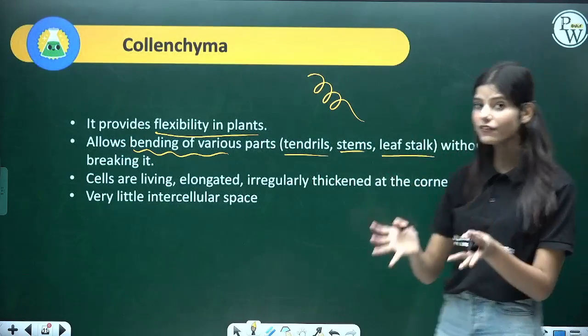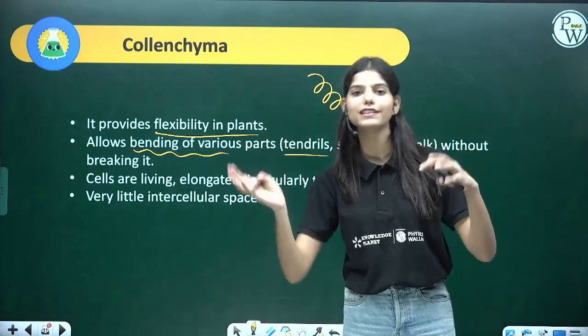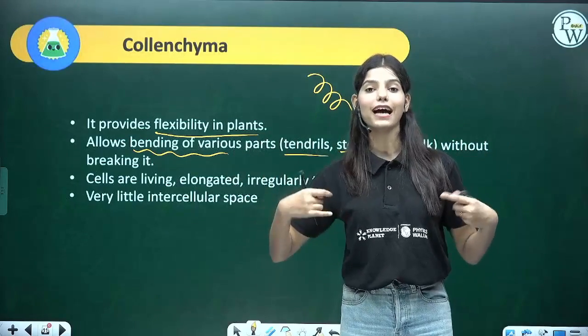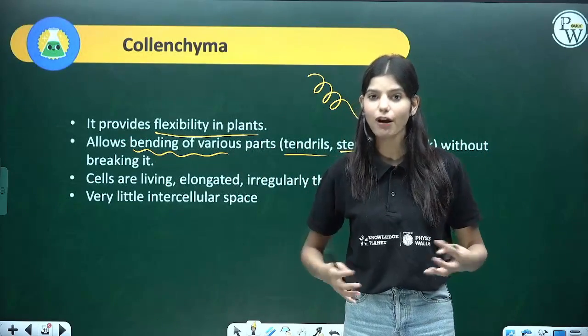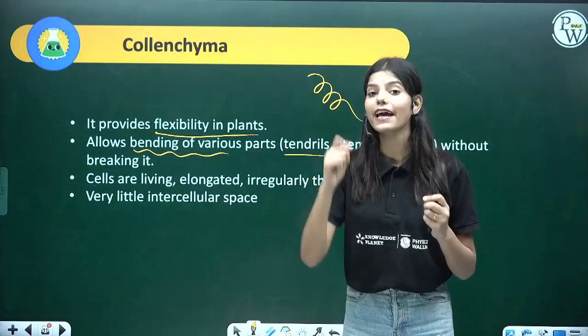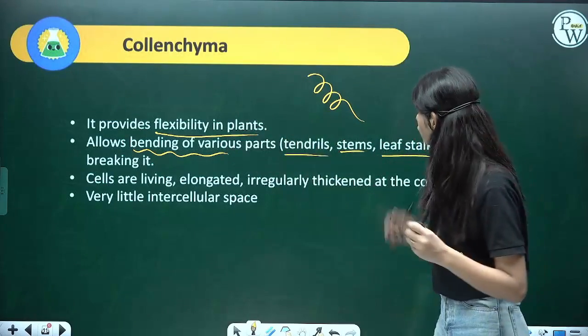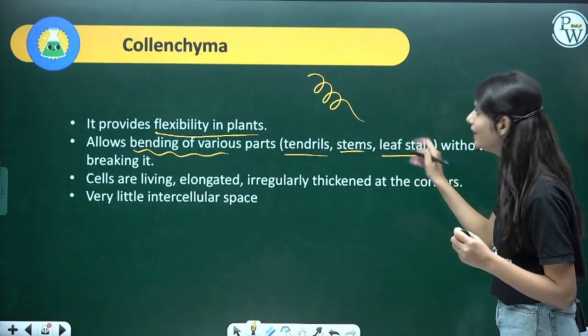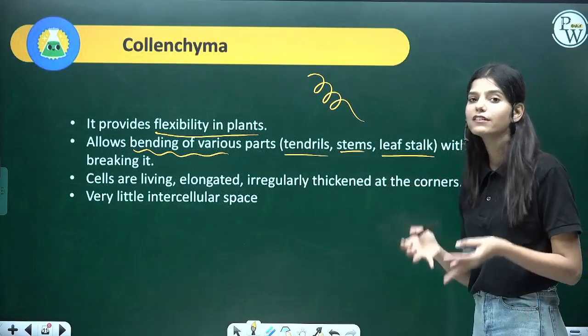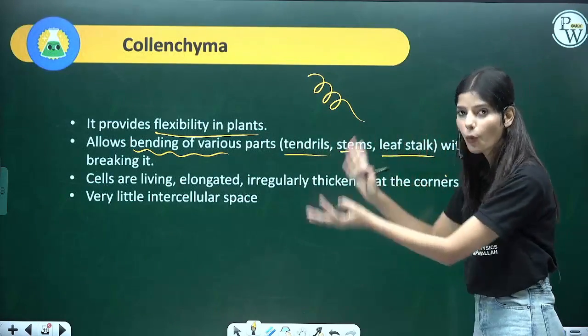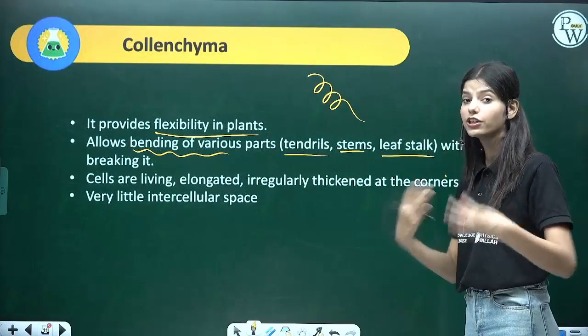So you might have seen that leaves sway, they dance along with the wind, and why exactly are they not getting broken down, why exactly are they not breaking? Because it actually has this Collenchyma tissue. So in the case of the leaf stalk as well, Collenchyma is providing flexibility, so these parts can move along with the air, but they do not break.